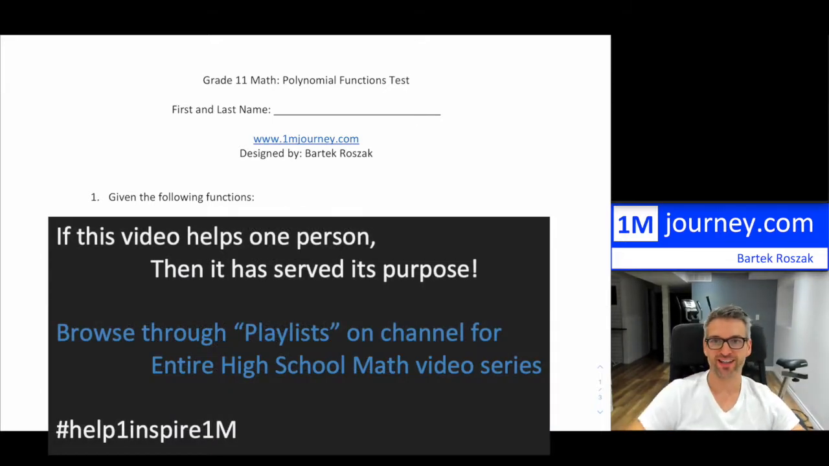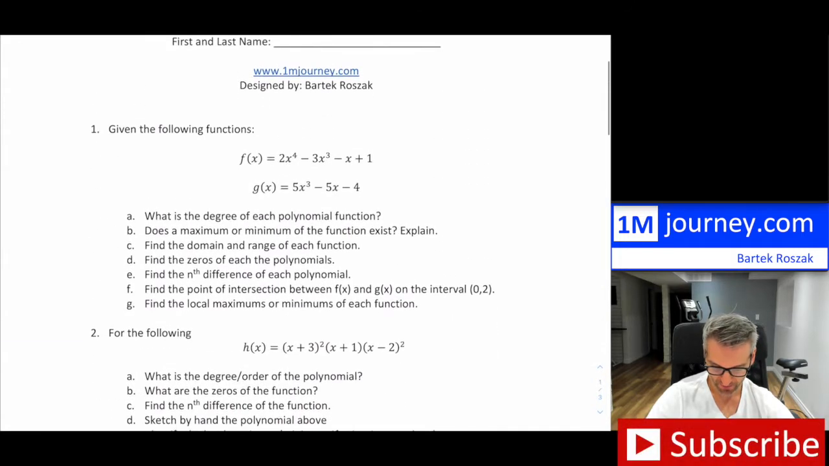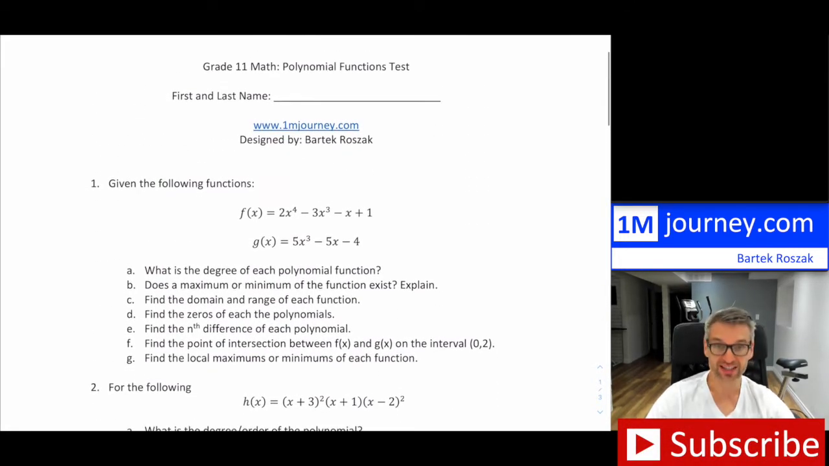Okay, so polynomial functions test. Here's a good one for you. It has 5 questions, but there's multiple things to ask. Let's get started on this one. I'm excited to try to go through this.